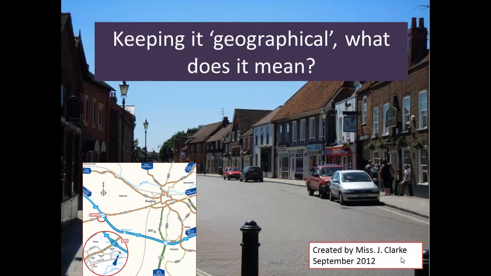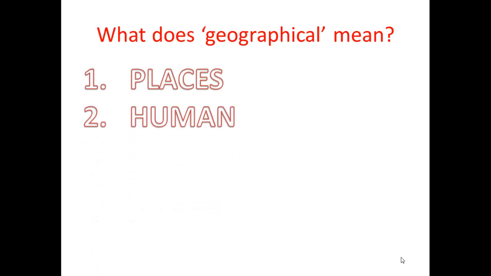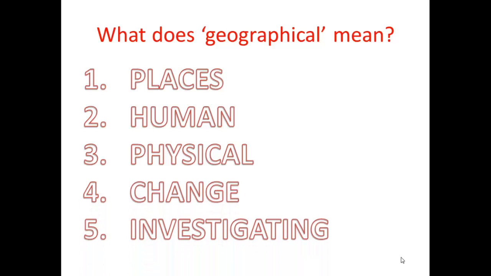An important thing to bear in mind is that by keeping your project geographical, you're doing good geography. And ultimately this means you'll be hitting higher national curriculum levels. Now, there are 5 main aspects to being geographical. 1 is places, 2 is human features, 3 is physical features, 4 is change, and 5 is investigating.